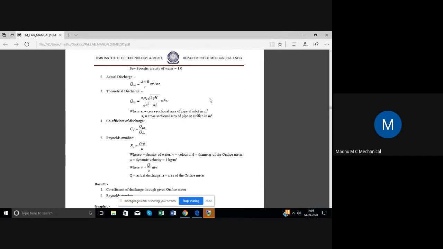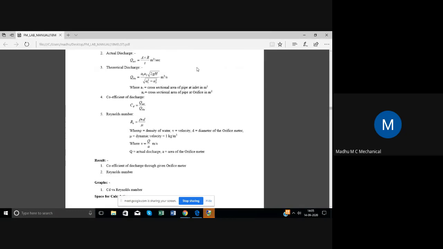You have taken the time using the stopwatch, right? Whatever time in seconds you have, substitute that time. You will get the actual discharge, whose unit is meter cube per second. Then go for theoretical discharge. If you take any fluid mechanics book, for the discharge of an orifice meter you will get this formula: A1 A2 root of 2gH divided by root of A1 square minus A2 square.